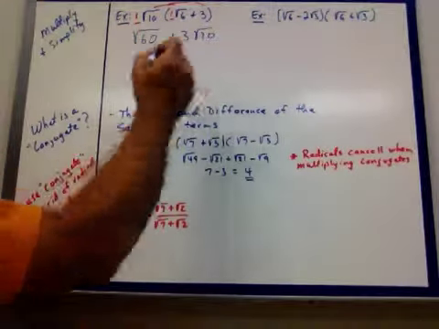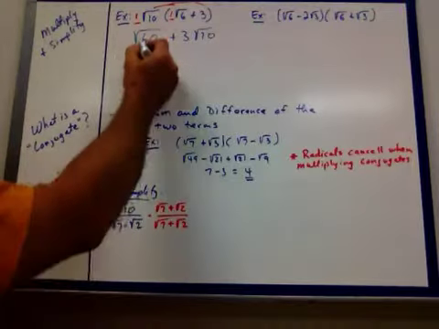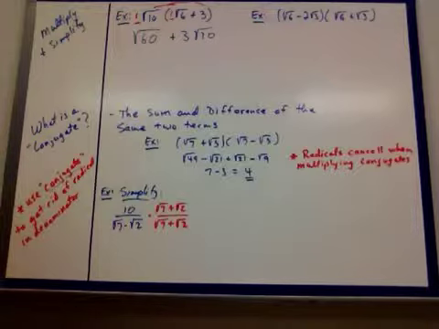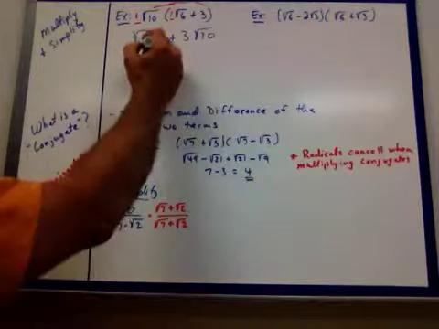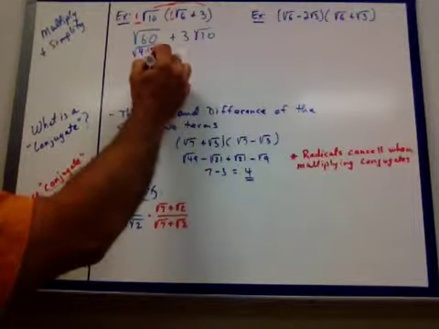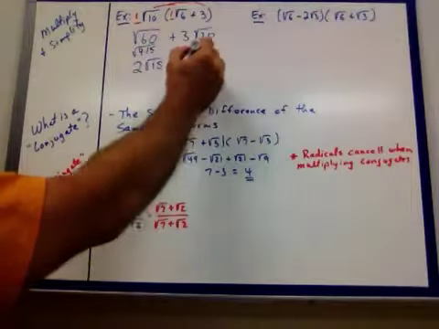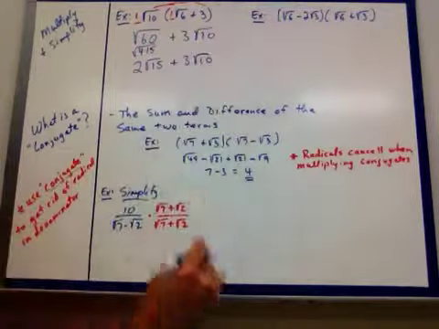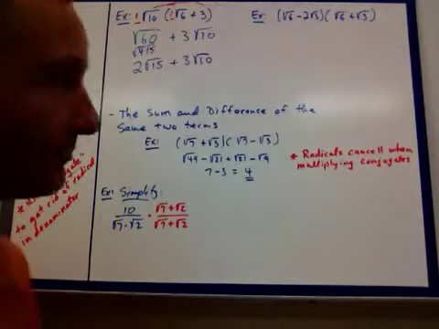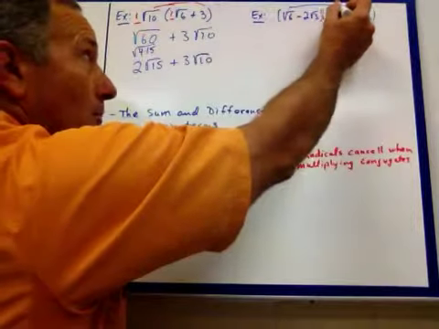Then check to see: there isn't a perfect square that goes into 10, but 60, let's see, what goes into it evenly? 4 goes into it, 4 times 15. So this becomes 2 square root of 15 plus 3 square root of 10. You can't do anything else to that, so that's it. You're done. Simplified.